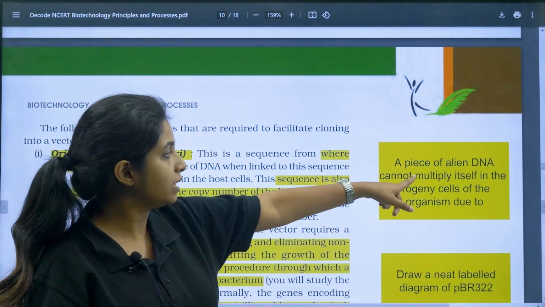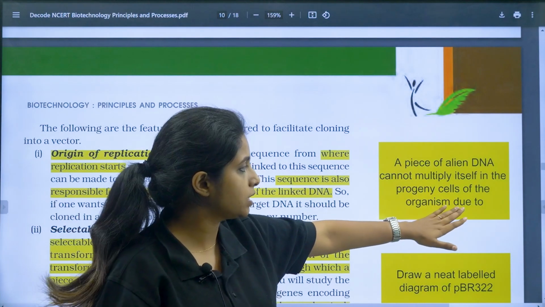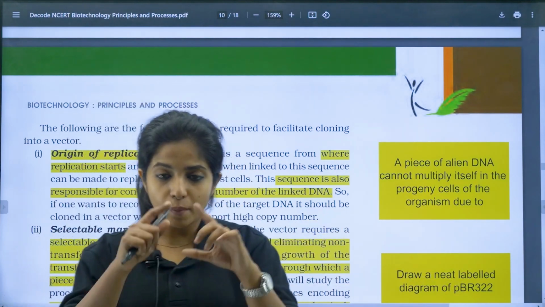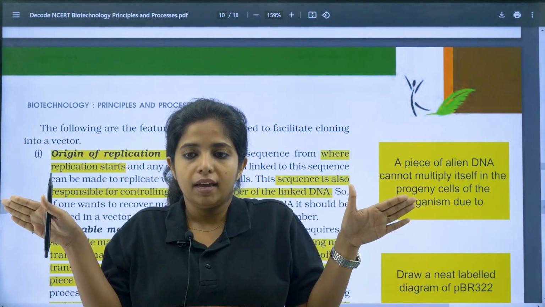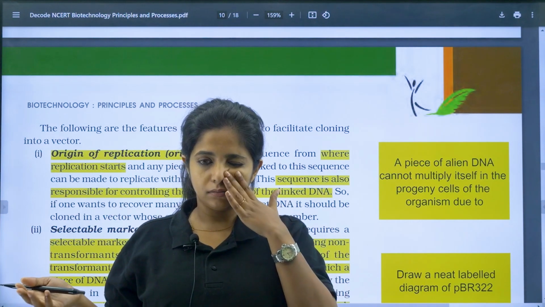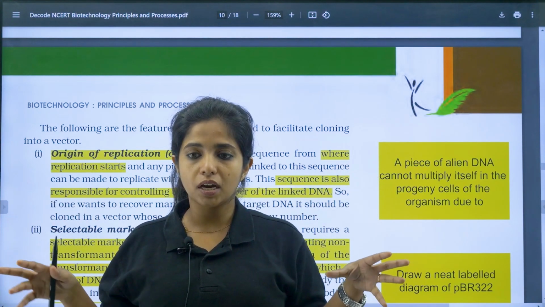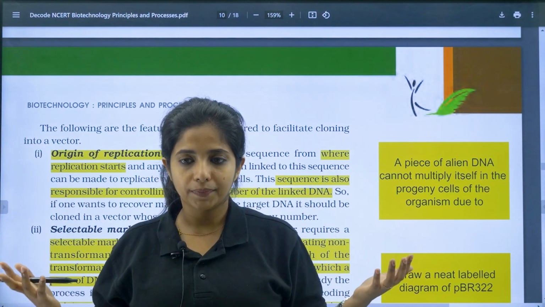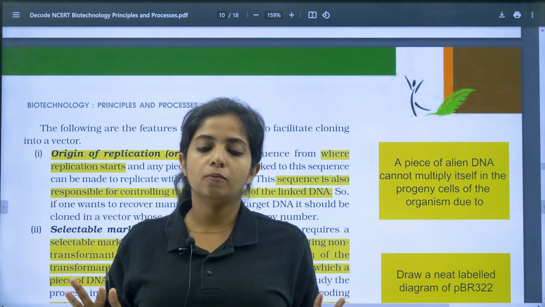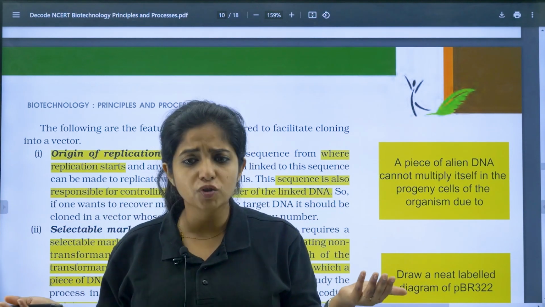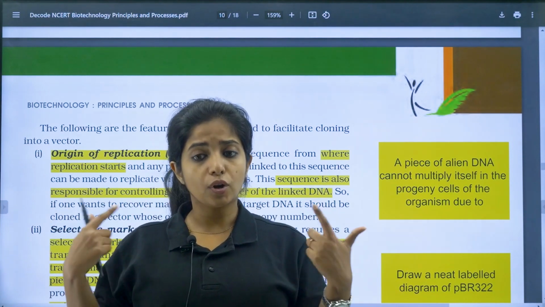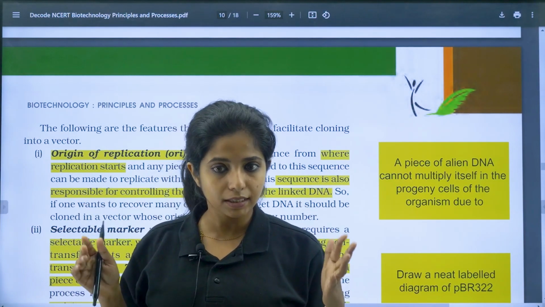A piece of alien DNA cannot multiply itself in the progeny cells of the organism. A normal piece of alien DNA which is just there in the progeny cell is not able to multiply itself. Why? Probably it does not have an origin of replication. That is why it is not able to increase its number. Okay.